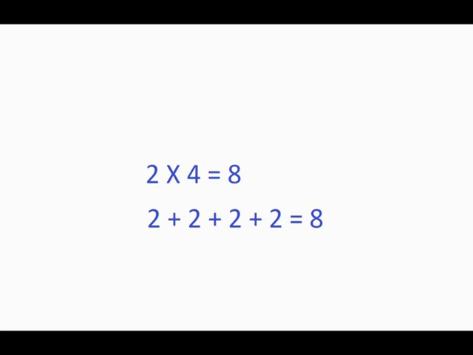All right, so let's multiply 2 by 4. Well, that would be 8. Well, what if we added 2 plus 2 plus 2 plus 2, we still get 8. Alright? So you have 4 2's in 8, basically. And that's how that works.